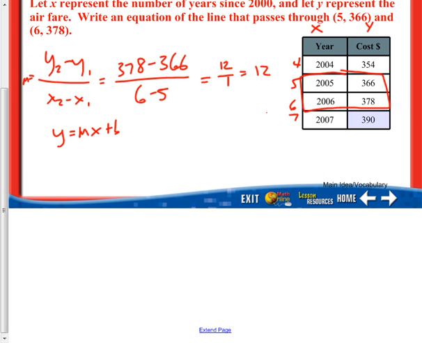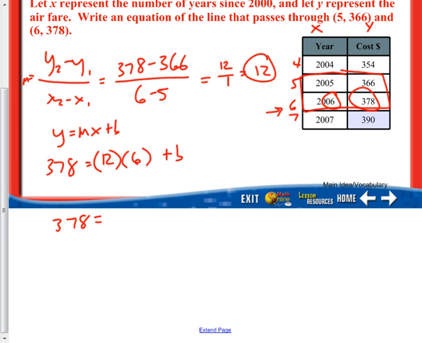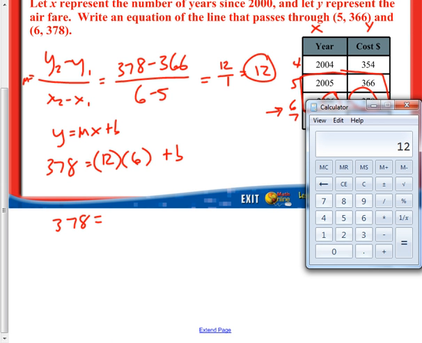Well, let's use 2006 data. So we'll go with 378 equals 12 times 6 plus b. Okay, so where did I get the y value from? 378, that's from right here. And the 12 came from our slope, and the 6 came from the year 2006, and we're still looking for b. So we have 378 equals, if you want to, you can pull up your calculators, 12 times 6, which equals 72.